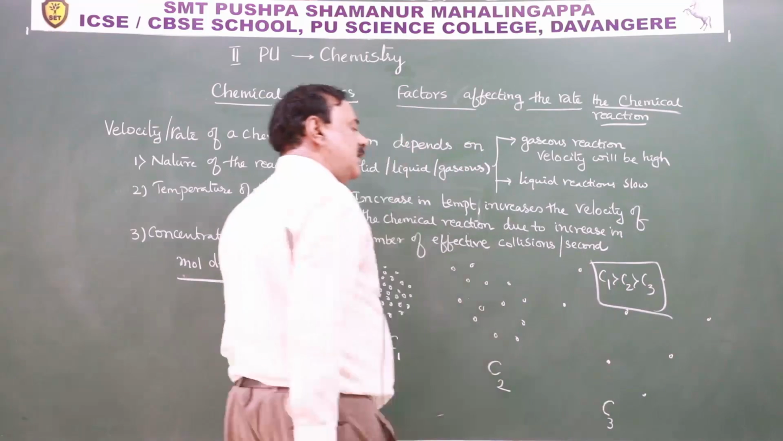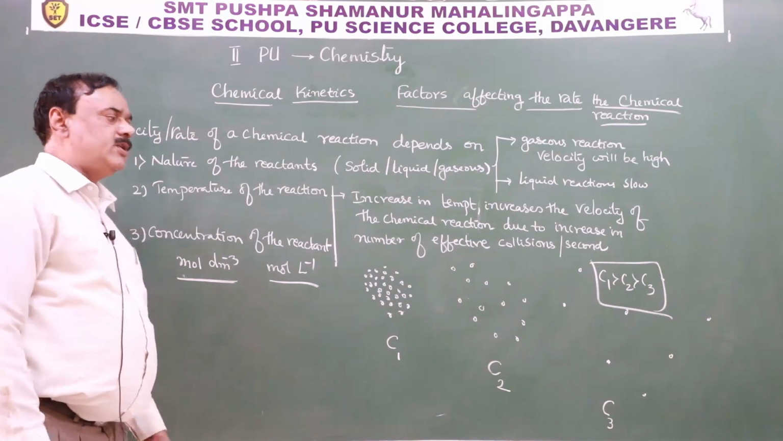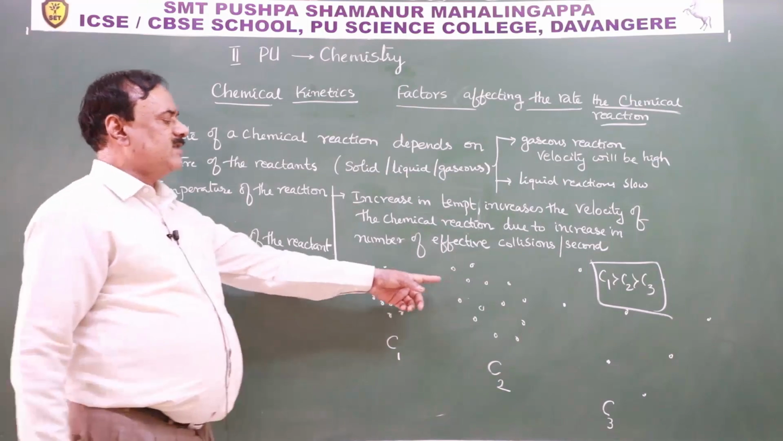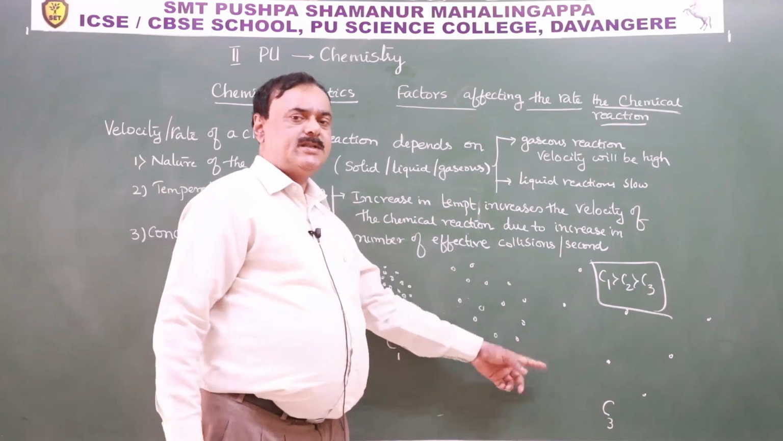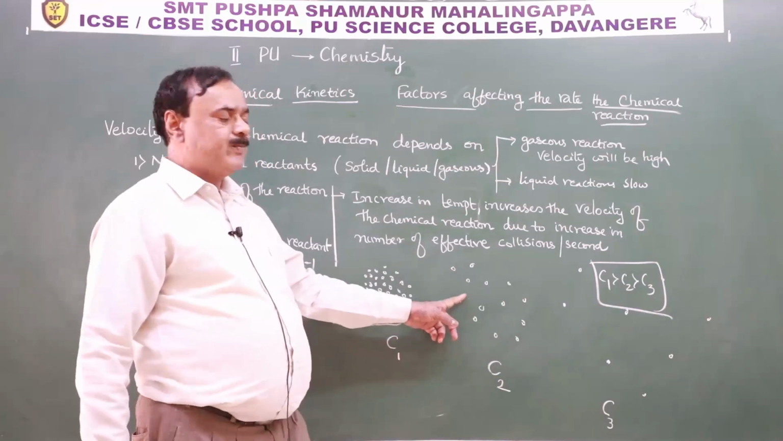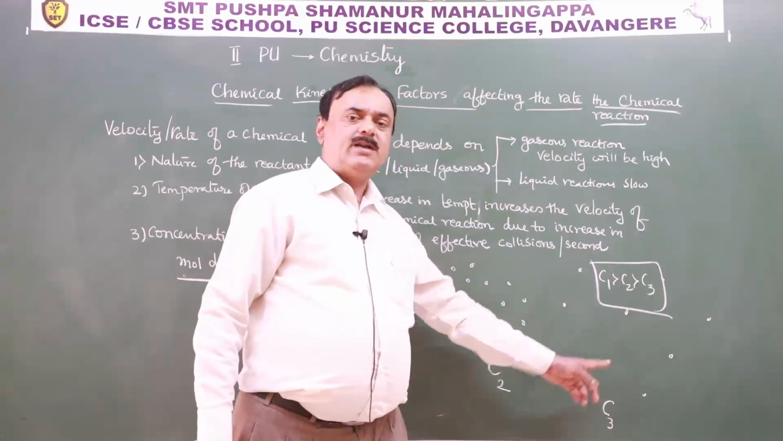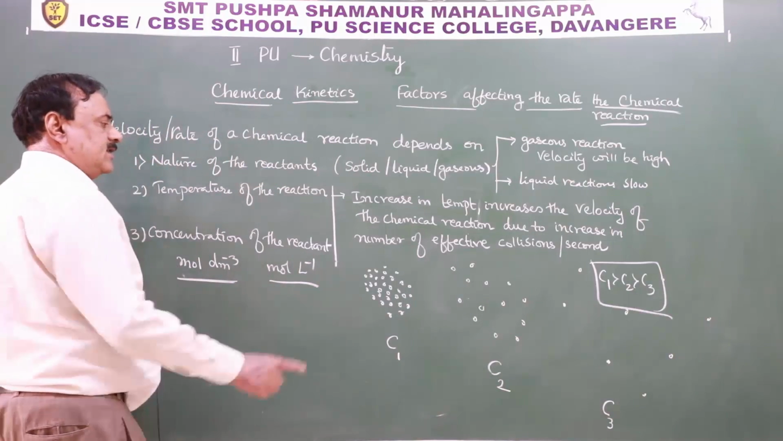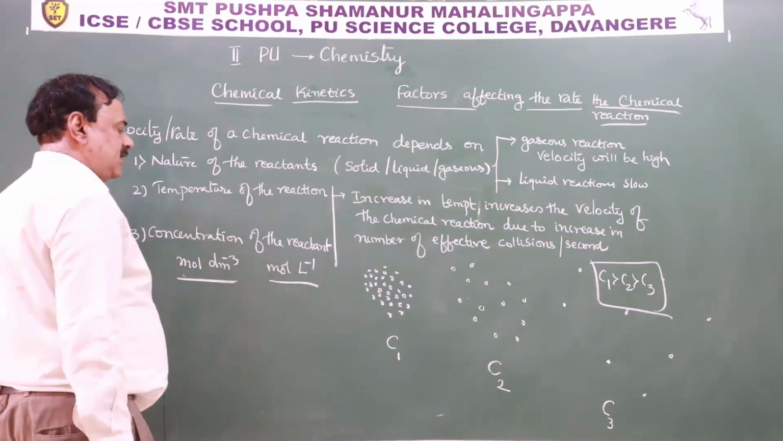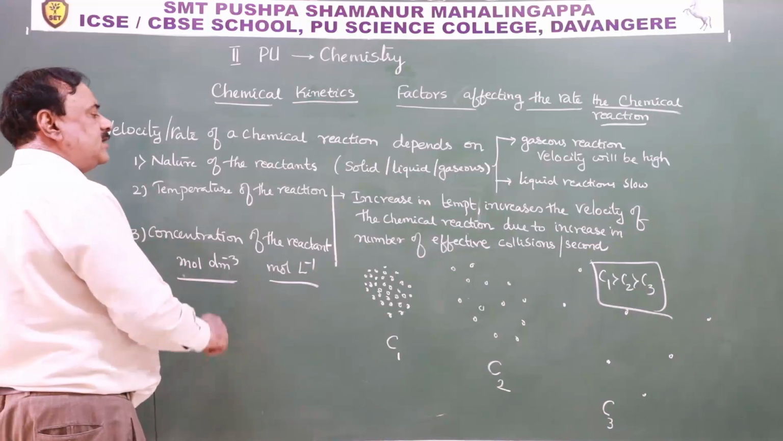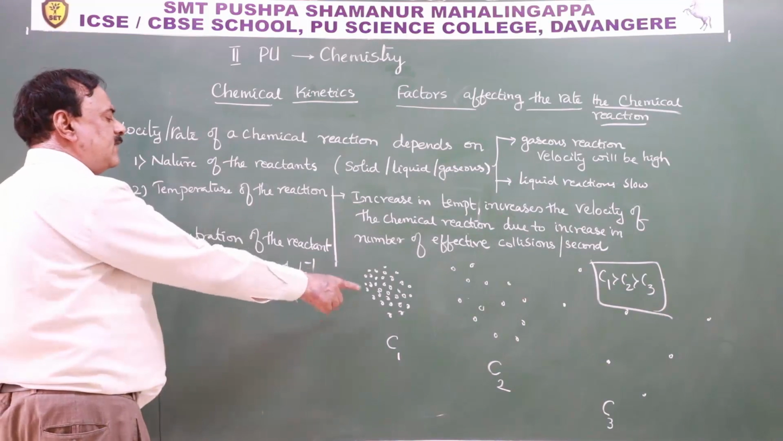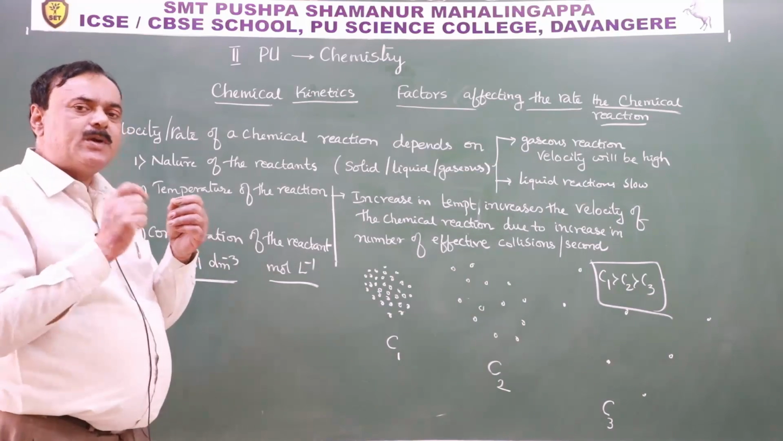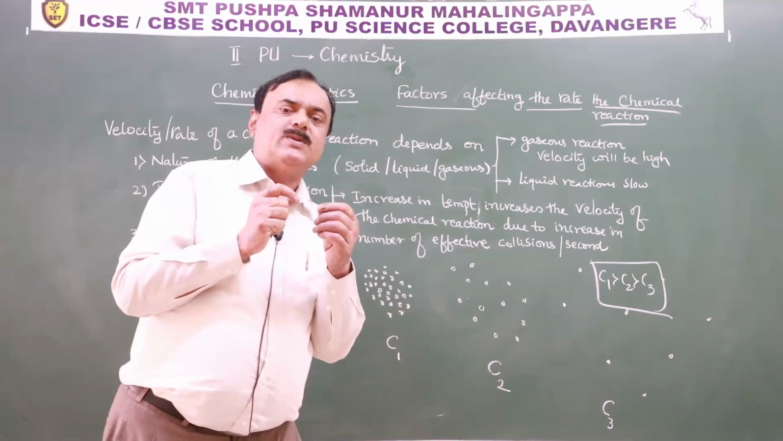This means the number of molecules distributed per unit volume is more here. The number of molecules per unit volume will be smaller here, and still lower here. Hence, C1 greater than C2 greater than C3 means the molar concentration will be more here. Whenever the number of molecules per unit volume is more, the number of collisions acquired by the reactive molecules will be more.